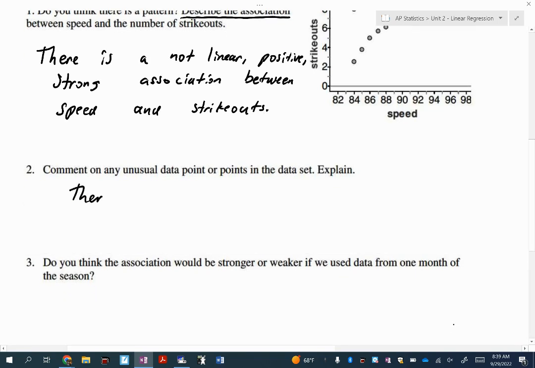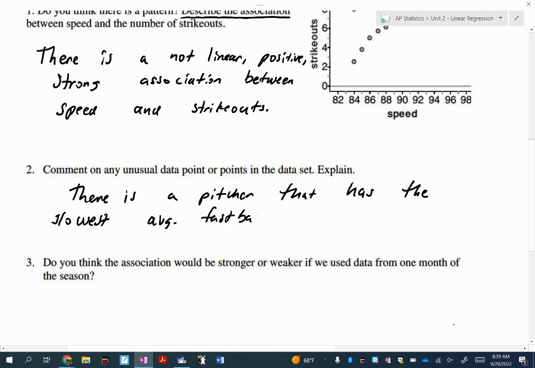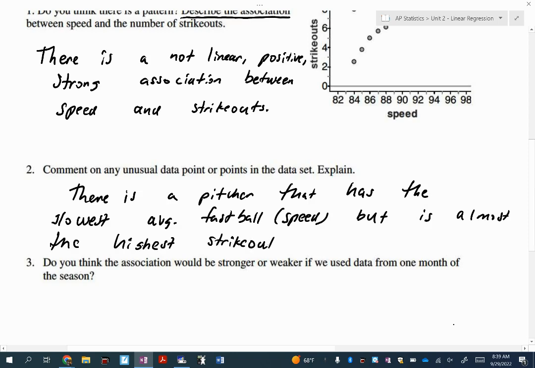Say that there is a pitcher that has the slowest average fastball. I'm going to make sure you know I'm talking about the speed, but is almost the highest strikeouts per 9 innings.